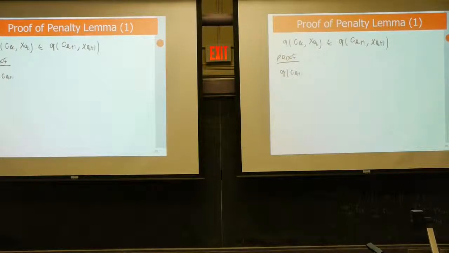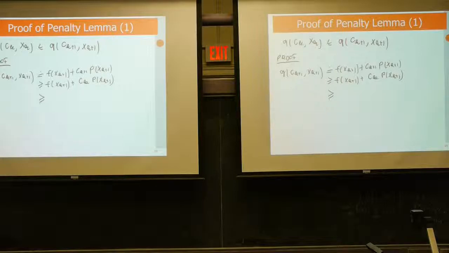So q(c_{k+1}, x_{k+1}), by definition, is just f(x_{k+1}) plus c_{k+1} times the penalty at x_{k+1}. So this is the definition of q at x_{k+1}. And we know that this is bigger than if I just write c_k here, right? Because c_{k+1} is bigger than c_k. And I claim that this expression is bigger than this.